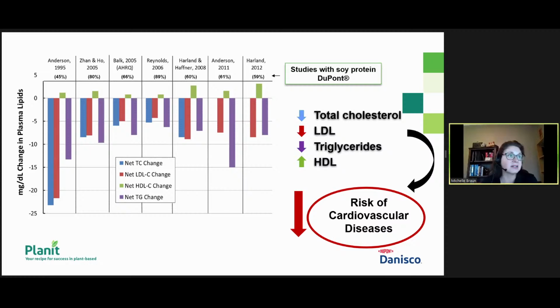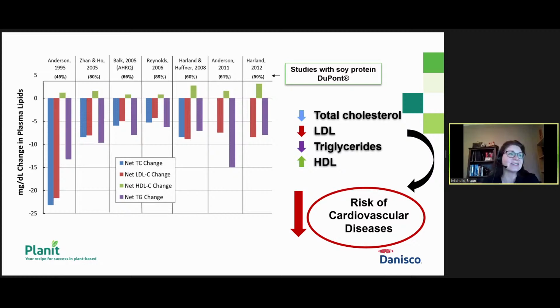What's similar across these studies, and you can see I have 7 studies selected at the top of the slide, is that each of the authors considered the risk factors for cardiovascular disease as their health outcomes. Total cholesterol, pictured in blue, LDL or the bad cholesterol, pictured in red, triglycerides in purple, and HDL in green. And these are also some of the outcomes that are considered in the health claim dossiers that are in place in over 12 countries around the globe.